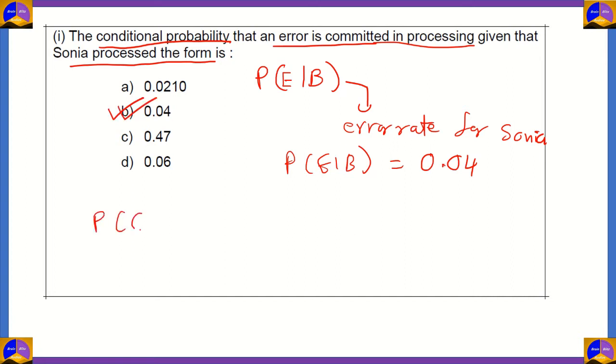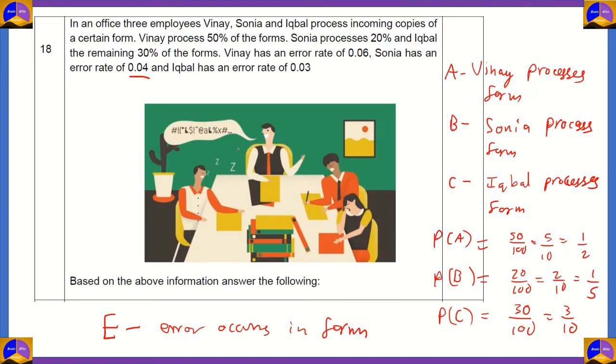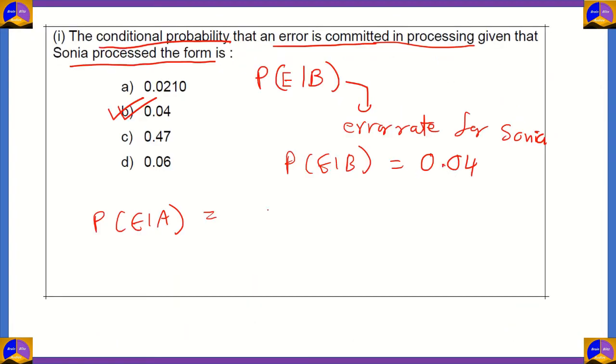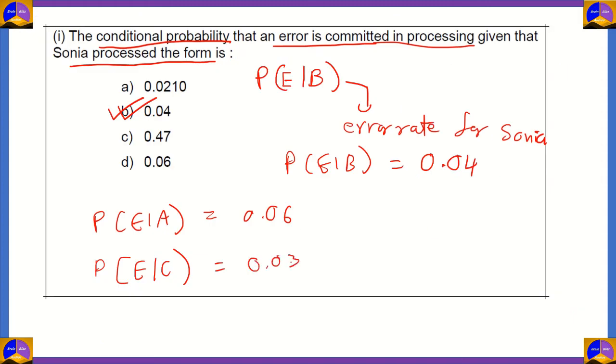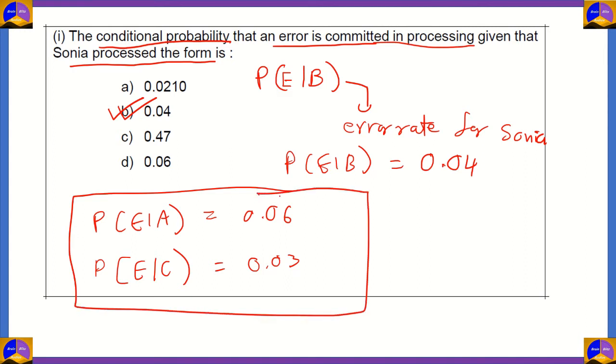Now in this question itself, let's write it down for the other terms. P of E given A, that is when Vinay does it, that means we'll write Vinay's error rate, so that is 0.06. And P of E given C, this is for Iqbal, and for Iqbal the error rate is 0.03. So this is the same conditional probability terms, but for the other people. So this is a big note. Now you don't need to write this, you just have to write 0.04 and you'll get your answer.